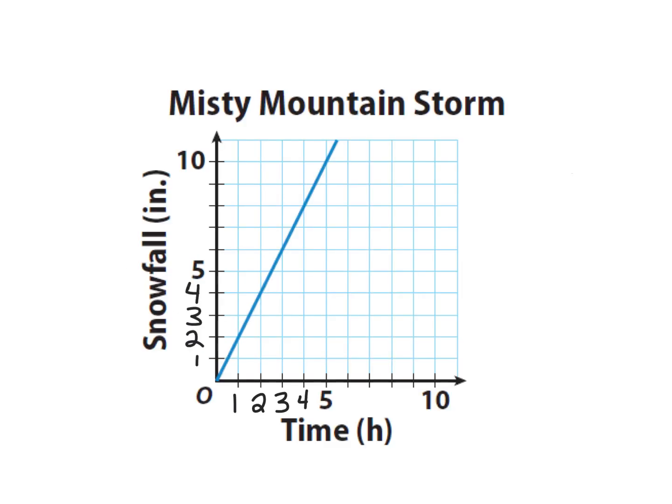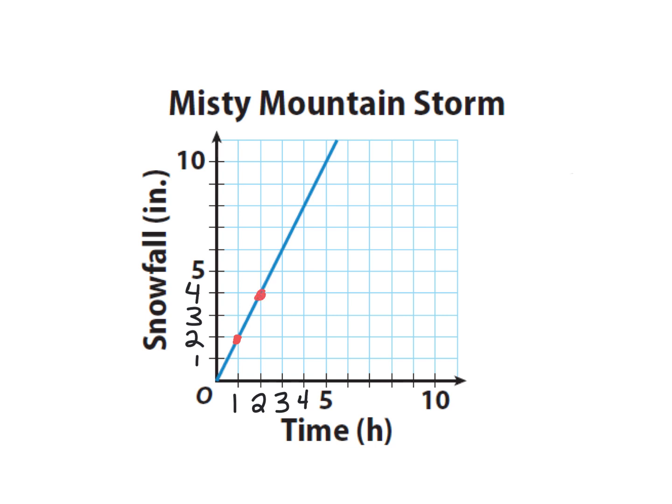In this graph, we are looking at the Misty Mountain storm. We are comparing the amount of snowfall in inches to the amount of time in hours. Okay, so in order to compare these two, we need to find the slope of the line. So we can do that by first finding 2 points on our line. So let's use this point here and this here.